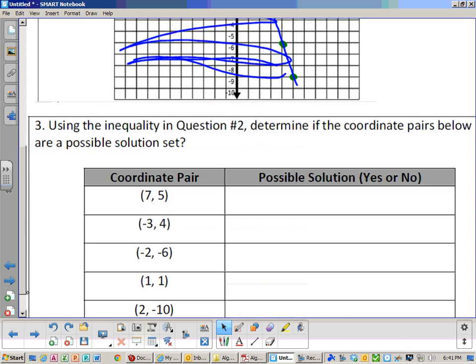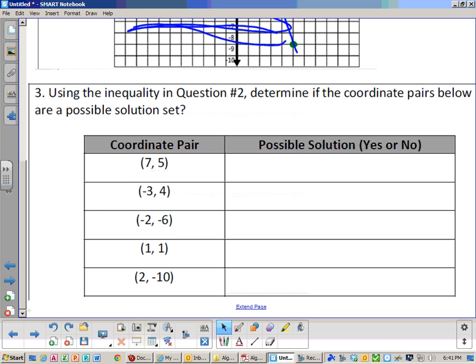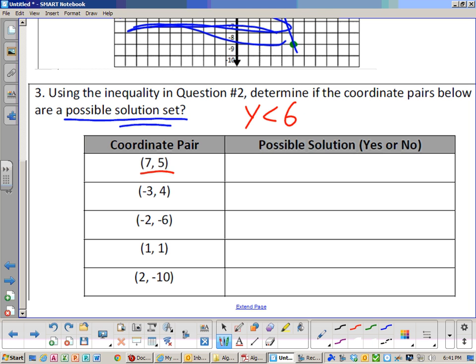All right. Using the inequality in question number 2, determine if the coordinate pairs below are possible solutions. How do you determine if it's a possible solution? Well, there are two main ways. One main way is to grab this point right here and try it in your equation. The equation was this item. What you could do is substitution, where this is x and this is y. I plug it in.